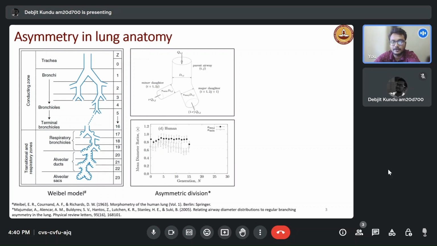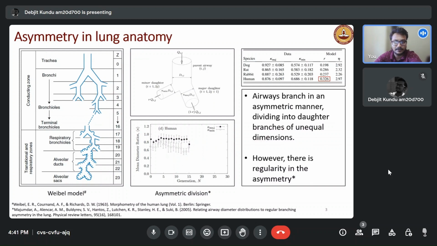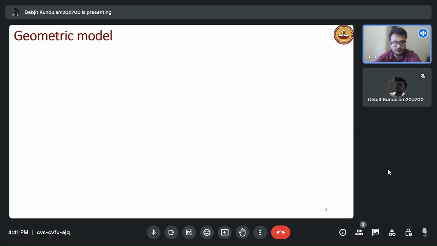However, a recent Physical Review Letter showed that this asymmetry is not random. The degree of asymmetry remains more or less consistent across all generations. If we look at the table above, the value of this degree of asymmetry for human beings is 0.326. We will revisit this value once again in the upcoming slides. The main takeaway here is that airways branch asymmetrically, but there is a regularity in that asymmetry, which we use for building our geometric models.